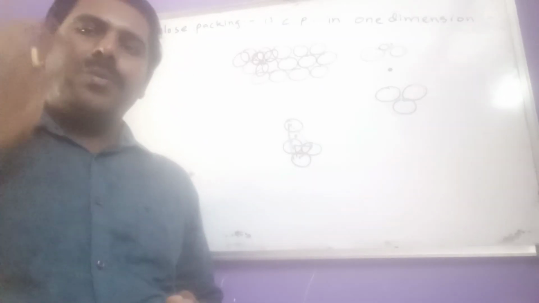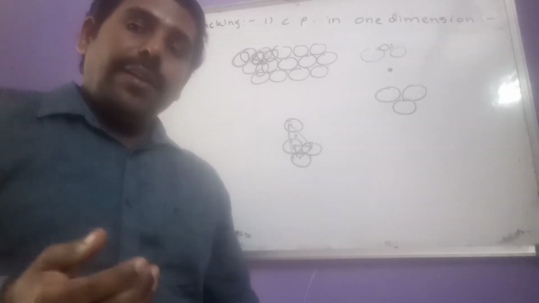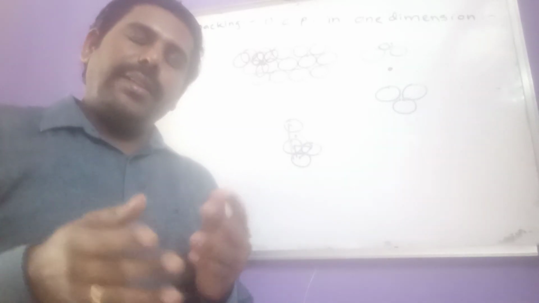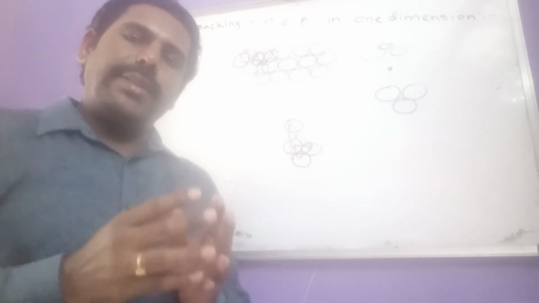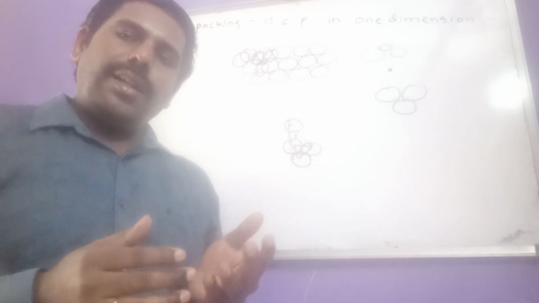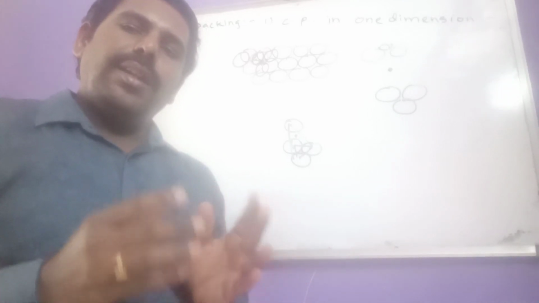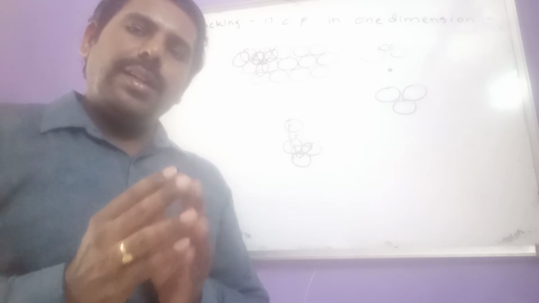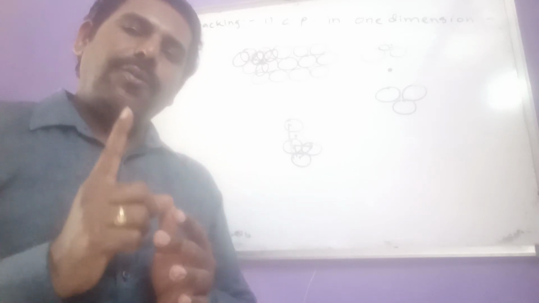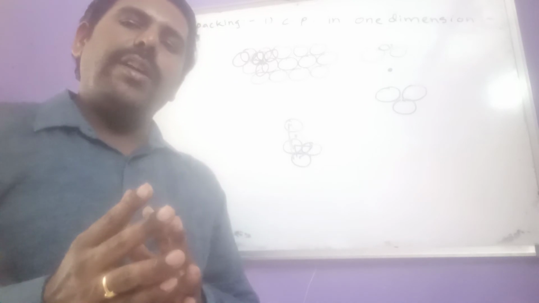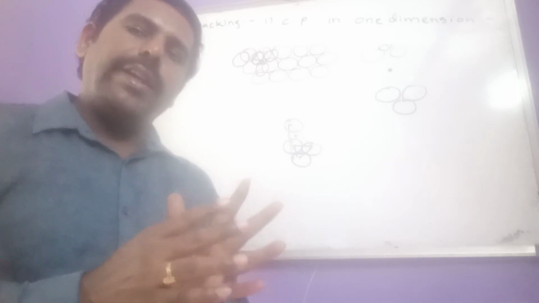Octahedral void. So like that, when the second and third layers are placed on the hexagonal close packing two-dimensional structure, two voids are developed. One void is known as tetrahedral void, another is octahedral void.